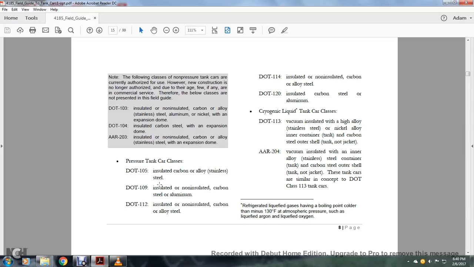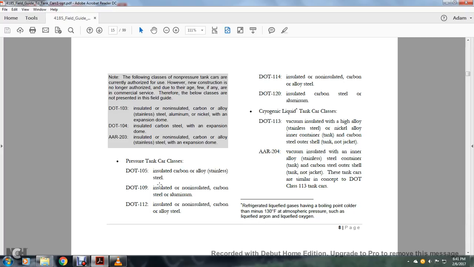Alright, note that the following classes of non-pressure tank cars are currently authorized. However, new construction is no longer authorized due to their age. Few, if any, of these are in commercial service. Therefore, the classes below are not presented in this field. They are DOT 103, insulated or non-insulated carbon alloy, stainless steel, aluminum, nickel, with an expansion dome. DOT 104, insulated carbon steel with expansion dome. Association of American Railroads 203, insulated or non-insulated carbon alloy, stainless steel with expansion dome.